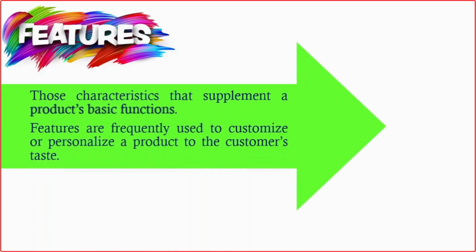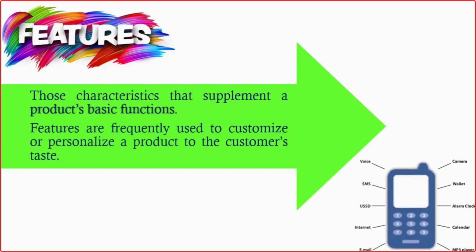Now come to the second one, and the second one is feature. When anyone wants to purchase any new product, the user wishes to have more and more features in the product. So in terms of definition, what does feature mean? Those characteristics that supplement a product's basic function are known as features. Features are frequently used to customize or personalize a product to the user's or customer's taste.